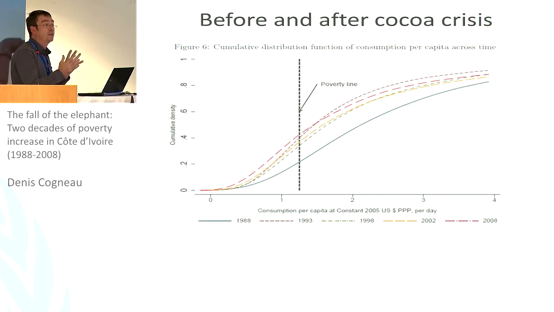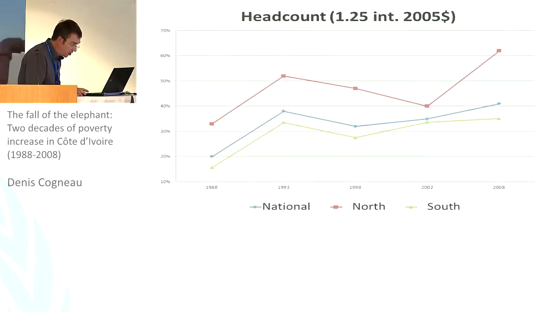you will obtain different conclusions regarding the evolution of poverty between 1993 and 2008. But whatever the poverty line you choose, you will always obtain a great increase in poverty between 1988 and the rest of the years. Growth incidence curve. So these are the figures. If I choose as a poverty line the World Bank's 1.25 international dollars of 2005, you see again, in terms of headcount, this big increase between 1988 and 1993 in terms of poverty.